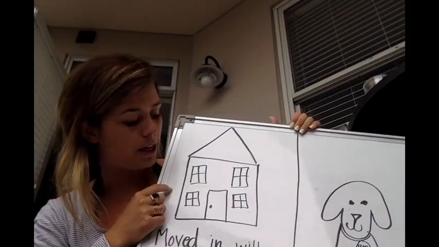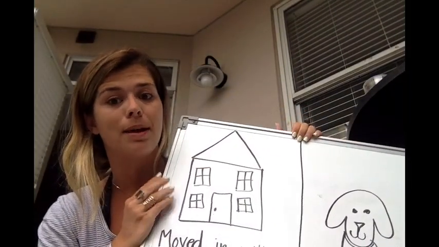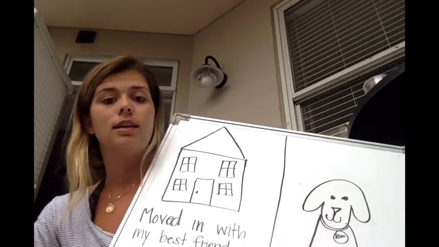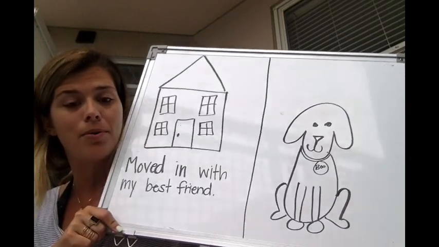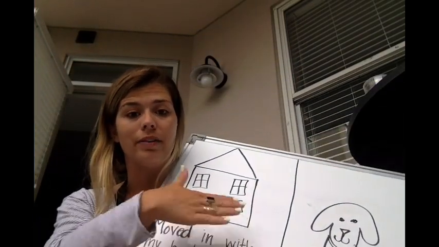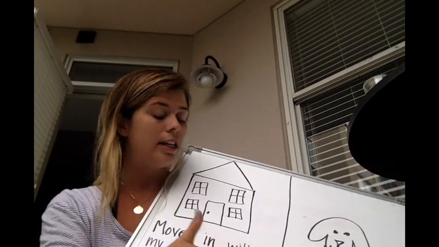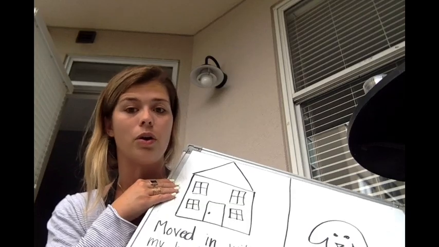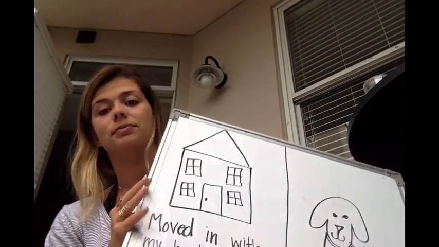I drew a house because something that's happened to me recently is I moved into an apartment with my best friend, okay? And then I also got a dog named Boo, so I drew a picture of her, okay? So these are 2 things that have impacted my life because it's changed for me. Something's changed, and now it's different for me. So I now have a new home and a new puppy.